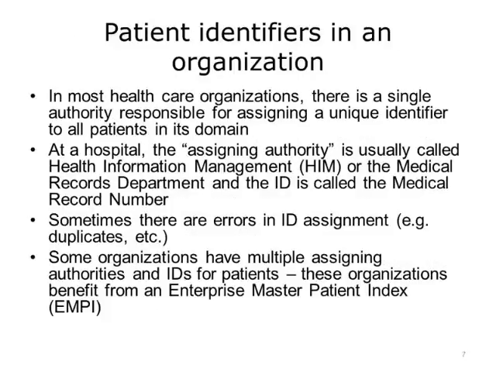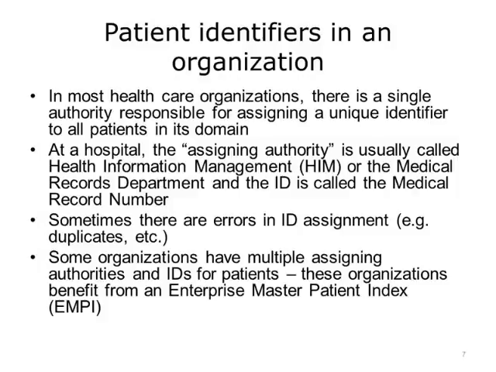Now let's talk about another important tool in our toolbox, the EMPI. First, let's discuss patient identification. In smaller healthcare organizations, there is a single authority responsible for assigning a unique identifier to all patients in its domain. At a hospital, the assigning authority is usually the Health Information Management Department, or HIM. It is sometimes called the Medical Records Department, and the IDs are often called the Medical Record Number, MRN.